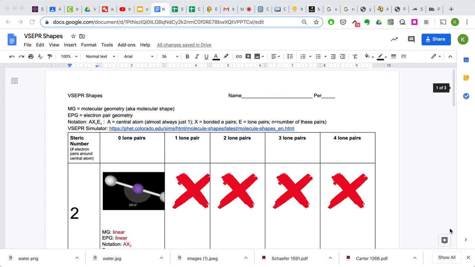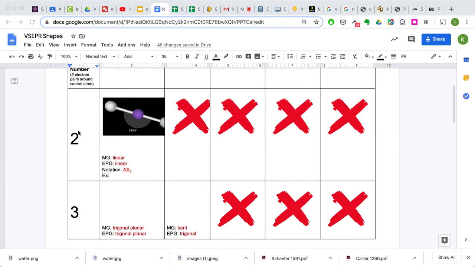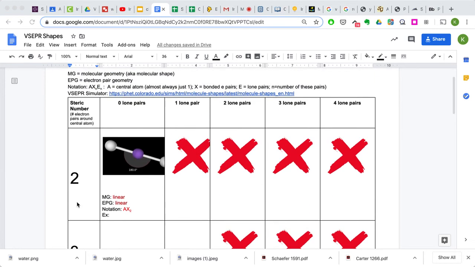Hey everyone, I wanted to explain how this activity is going to work regarding VSEPR and three-dimensional shapes. You're going to get this handout in Google Classroom. It's called VSEPR Shapes. On this handout, you're going to see columns labeled steric number and lone pairs across the top, and down here, 2, 3, right? These refer to what's known as the steric number.